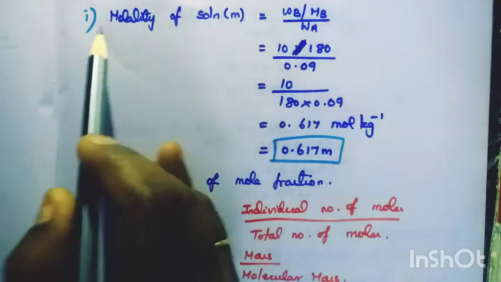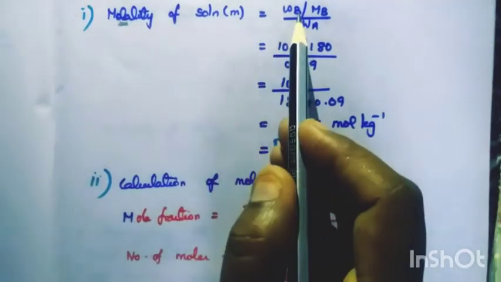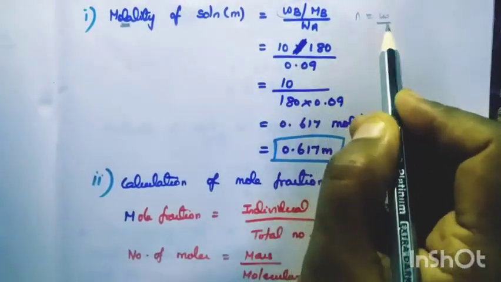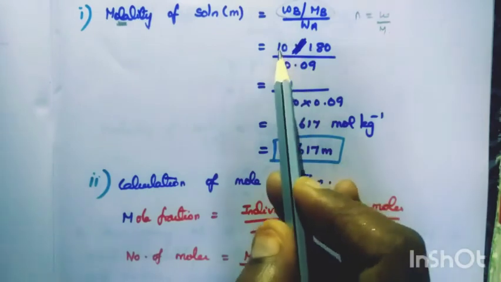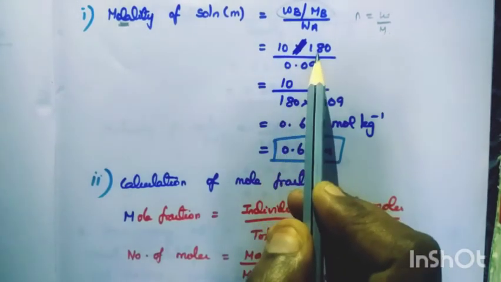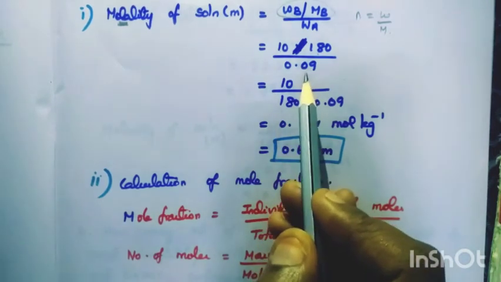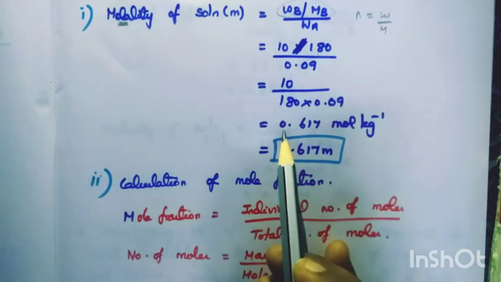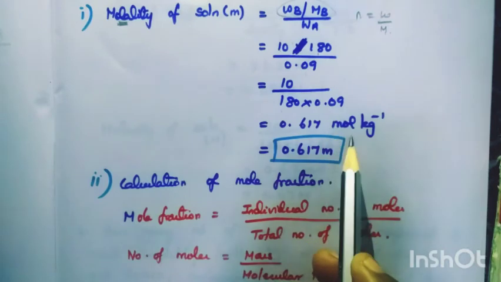First we are going to see the molality. Molality means number of moles, which can be written as mass by molar mass, n is equal to W by M. So the number of moles of solute, and the solute is B, so 10 gram, molar mass 180. This can be written as 10 by 180 into the mass of the solvent, 0.09. When we substitute all these, we get 0.617 mole per kilogram.